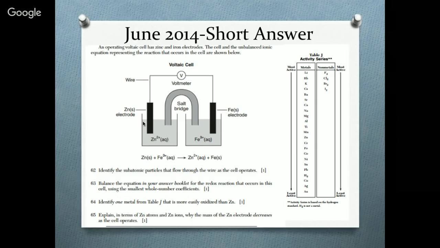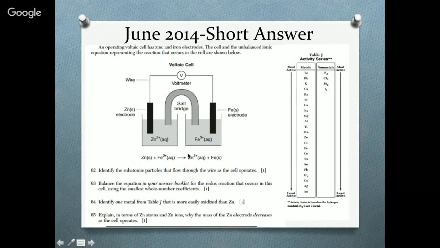All right, 63 is to balance this equation in your answer booklet. The equation is right under the picture of the cell. You have Zn plus Fe3+ goes to Zn2+ plus Fe. What you want to do is make sure the charges and mass are balanced on each side. So since the charge on the left is +3 and the charge on the right is +2, you're going to multiply the iron by 2 on the reactant side and the zinc on the product side by 3.